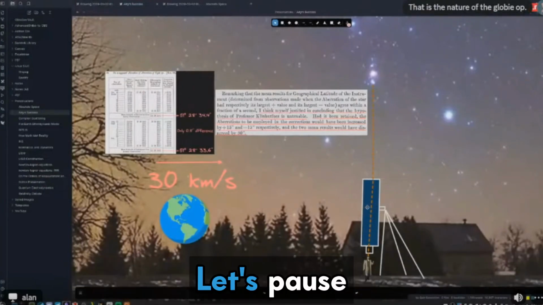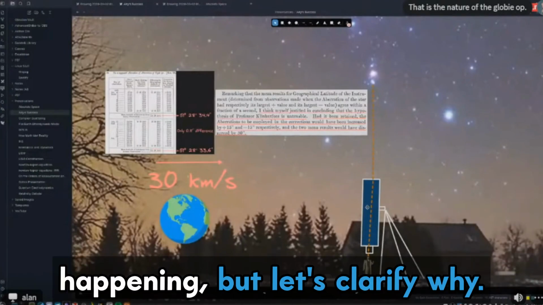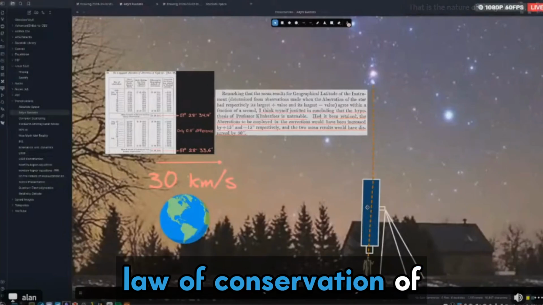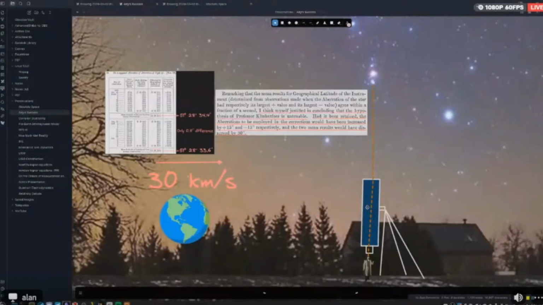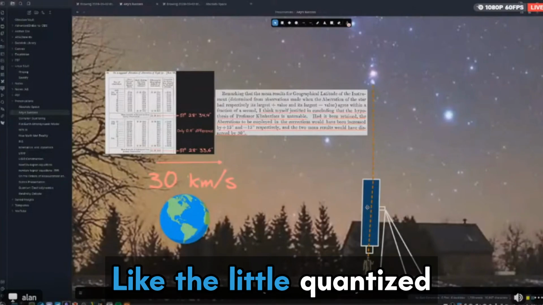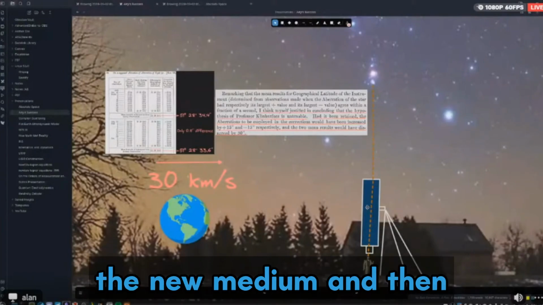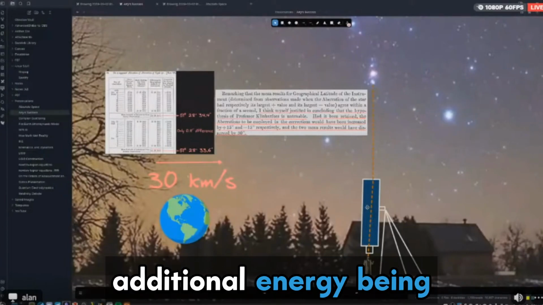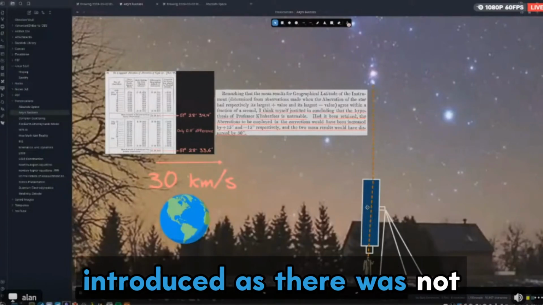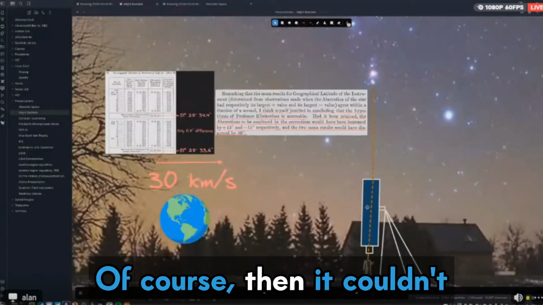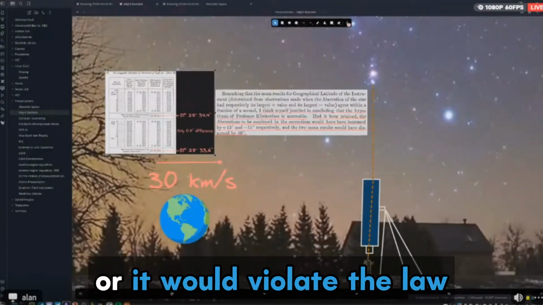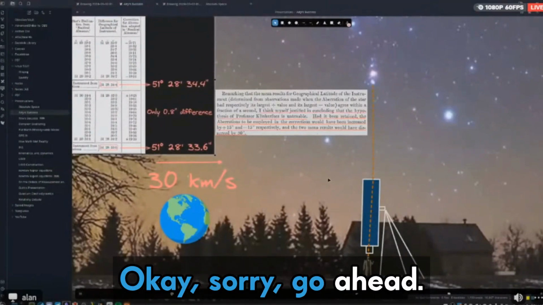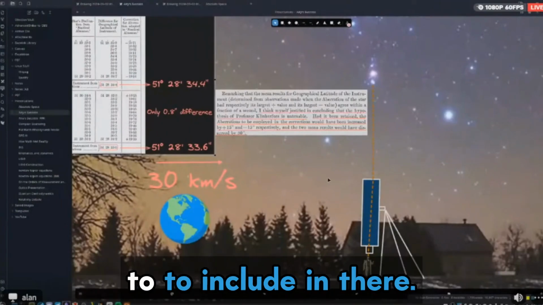Wait, let's pause right there, because we know that's not happening, but let's clarify why. Because it would violate the law of conservation of energy and momentum. The little quantized light particle can't enter the new medium and then maintain its speed without additional energy being introduced, and there was not additional energy introduced, of course. Then it couldn't have sped up without it, or it would violate the law of conservation of energy. So that's not even on the table as possible. Okay, sorry, go ahead. No, thank you. That's very important to include in there.